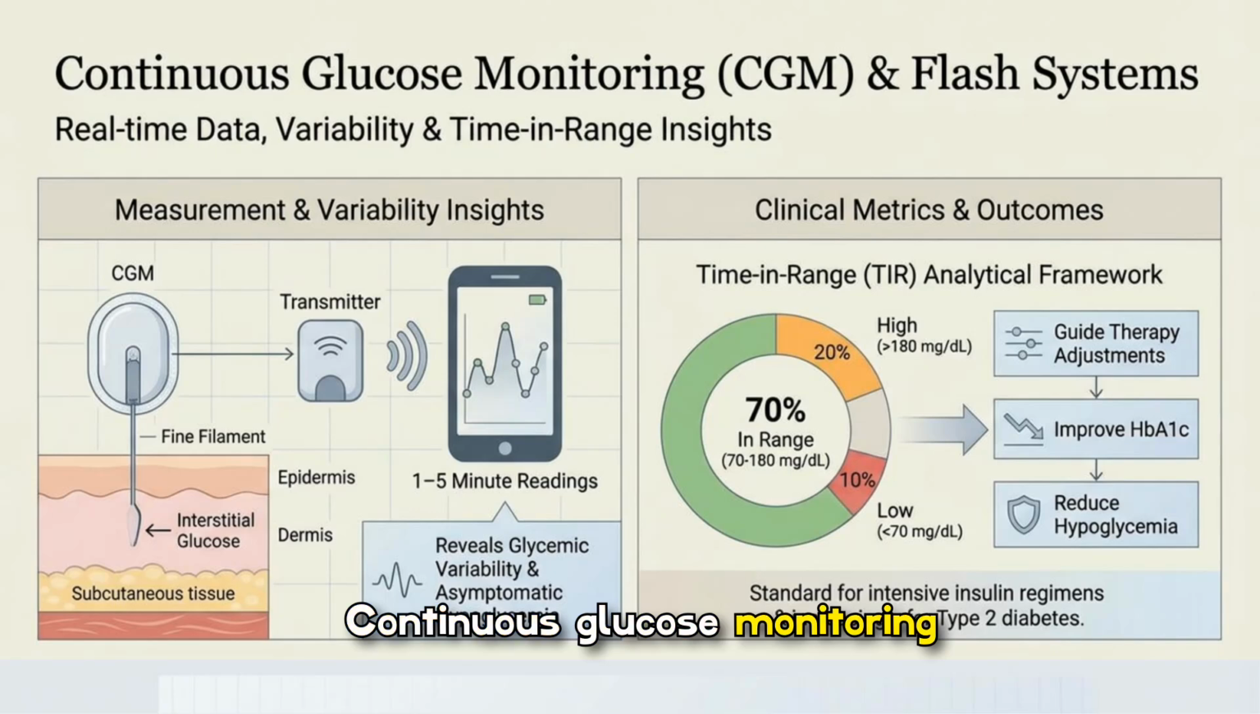Continuous glucose monitoring and flash systems give near real-time insight into glucose dynamics by measuring interstitial glucose with a fine filament sensor and transmitting 1 to 5-minute readings to a smartphone. The time in range framework targets about 70% in range, reducing hypoglycemia and guiding therapy adjustments, which helps improve HbA1c and supports more precise, data-driven diabetes management.